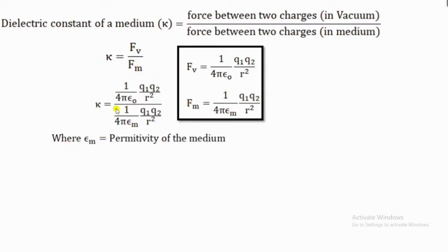Now if you put the value, then this part will get cancelled. Now you are left with this. Now when you bring this up, you have to reciprocate it. Then this 4 pi and this 4 pi can be cancelled out, and you are left with dielectric constant is equal to permittivity of medium divided by permittivity of free space.